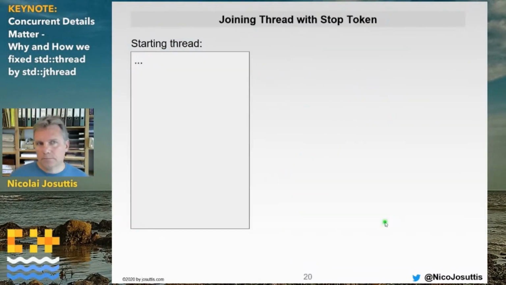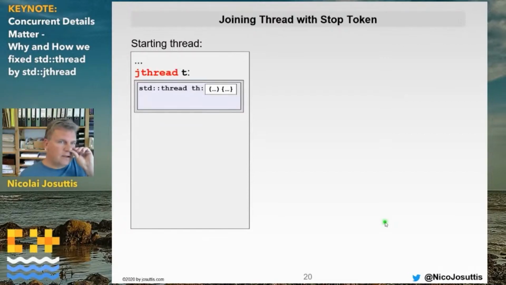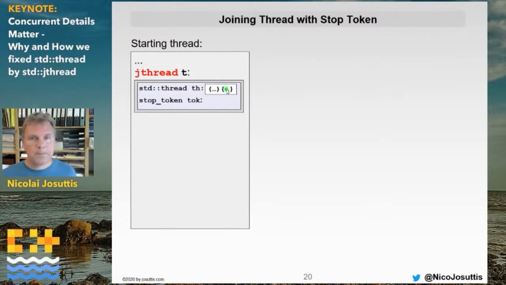So let's implement and let's see the first way we implemented that, or I implemented that with the help of a couple of other people. So here's my starting thread. I start a jthread object, passing as usual the function I should call. And then this creates a stop token. So this is the token I can use to signal stop.